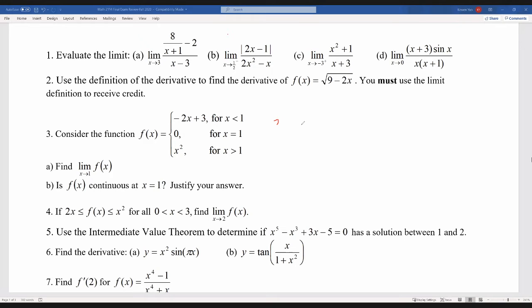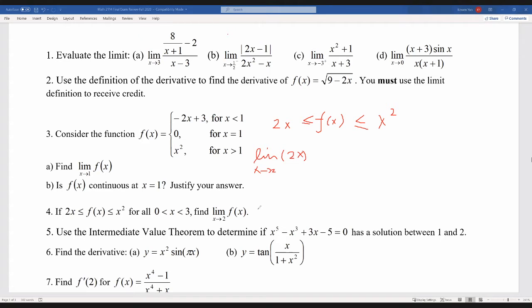2x is less than or equal to f(x), less than or equal to x squared, right? So f(x) is between 2x and x squared, right? Now let's find the limit as x goes to 2, right? So you can find the left limit. The limit as x goes to 2 of 2x, right? What's this limit here?